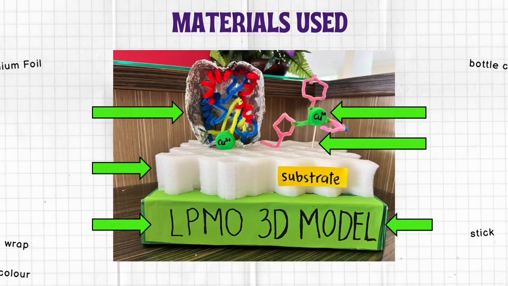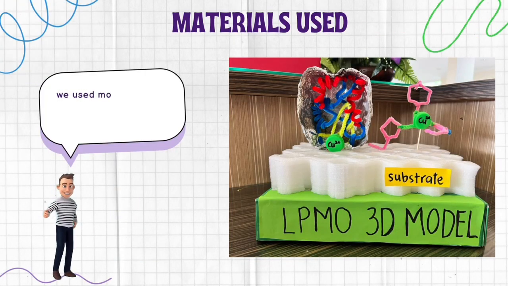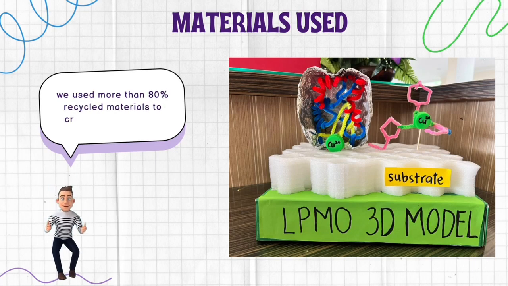The materials that we use to create this 3D model are aluminium foil, plastic wrap, used color paper, bottle cap, stick, and finally A4 box cover. This clearly shows that we used more than 80% of recycled material to create this 3D model.